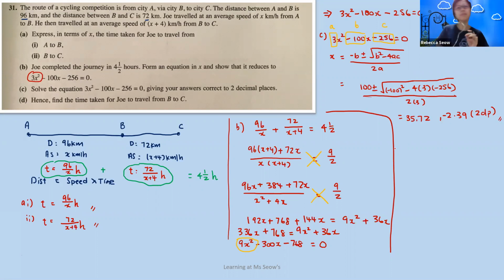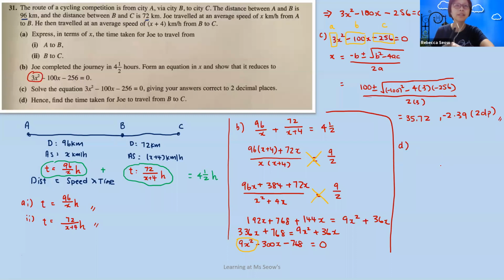If you do this question and you cannot get the answer for B, let's say you cannot show that it reduces to that particular quadratic equation, you could move on to C to solve based on the equation given. Okay, it doesn't mean that if you cannot solve for B means you are stuck at C and D. No, you can actually continue to solve for C based on the equation given. Yeah, so that's one thing to take note. Okay, now we're going to move on to D.